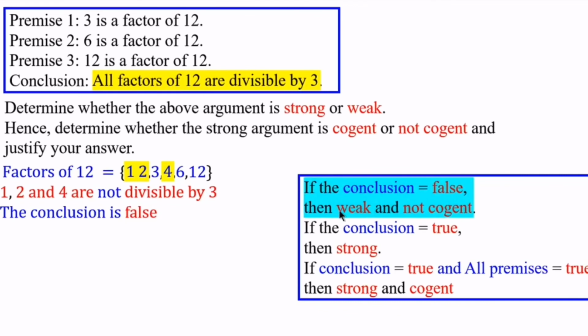I highlighted the important point that you need to memorize using the blue highlighter: if the conclusion is false, then the argument is weak and not cogent. So this is the answer for this question.